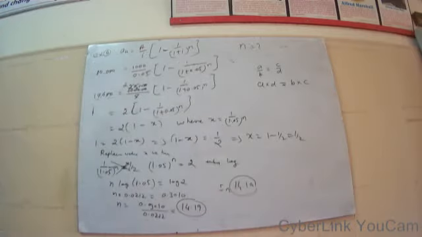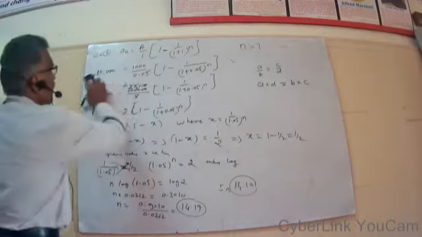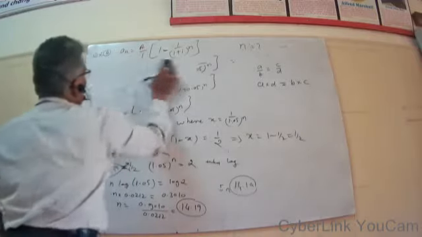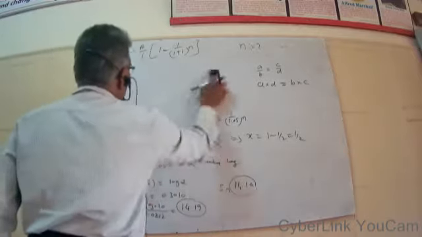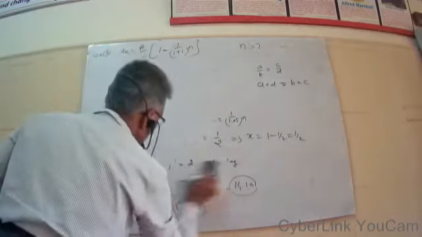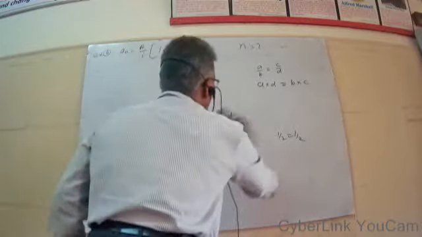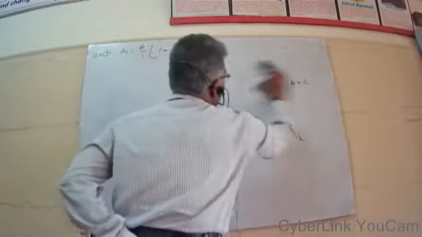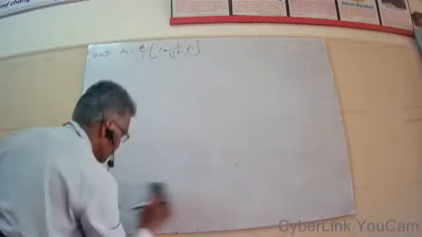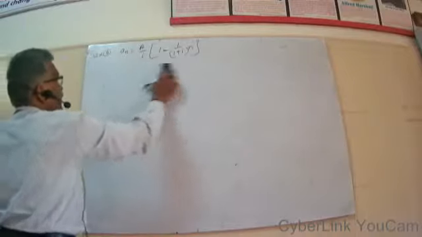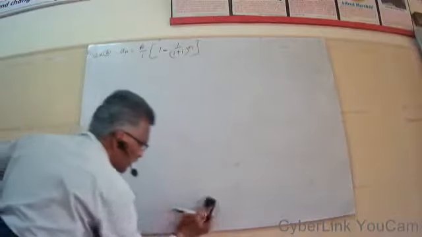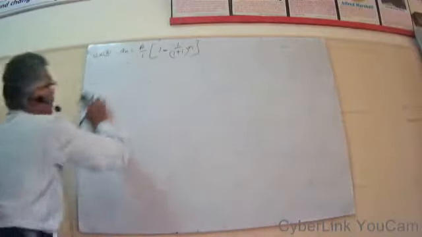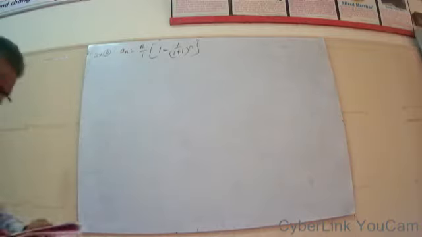In the next example, example number 7, it is the same formula: a n equal to a divided by I into 1 minus 1 upon 1 plus I raised to n. Replacing the values of a n and I, here also n is asked. How to determine n from the given values?